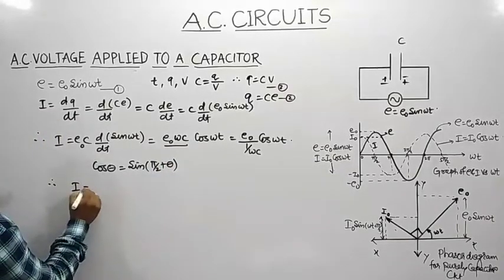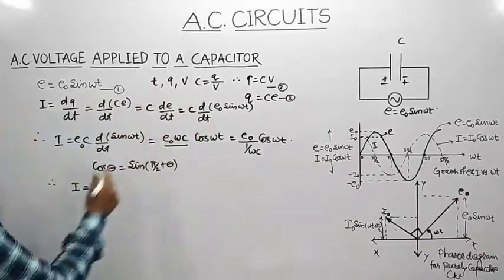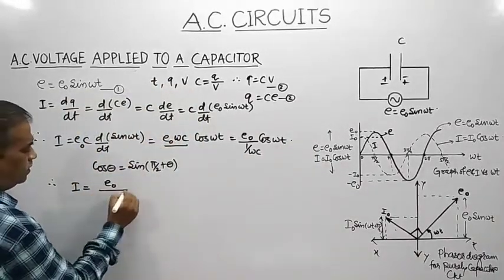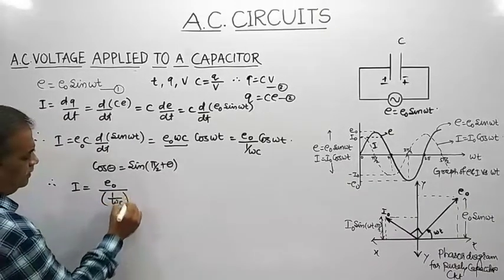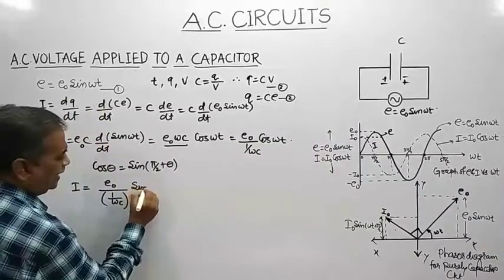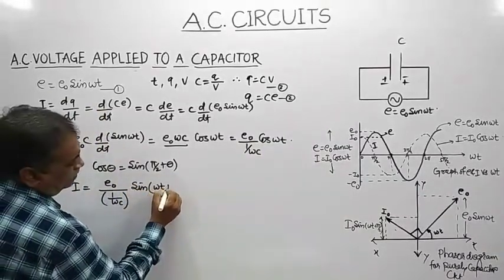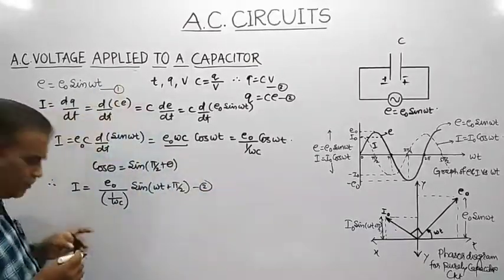Therefore, I is equal to the equation for instantaneous current. I equal to E0 divided by 1 by omega c into, now in place of cos omega t we can write sin omega t plus pi by 2. This is equation number 2. This is equation number 1.